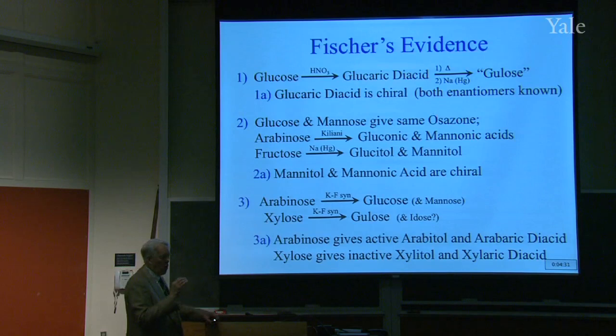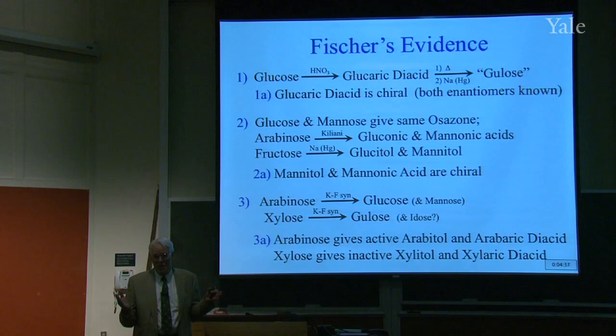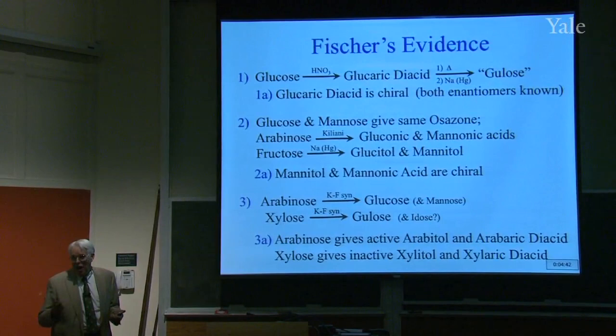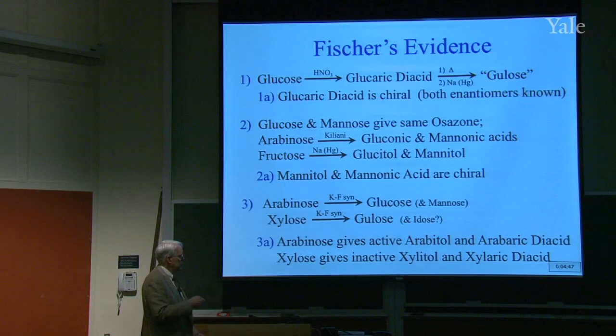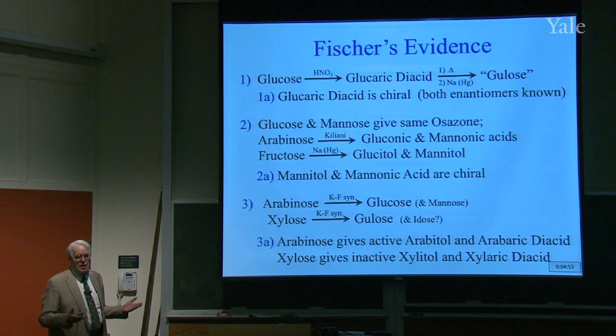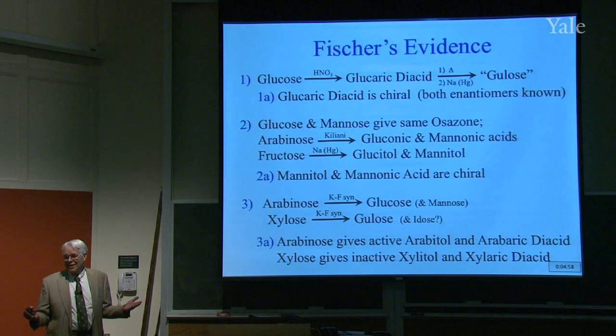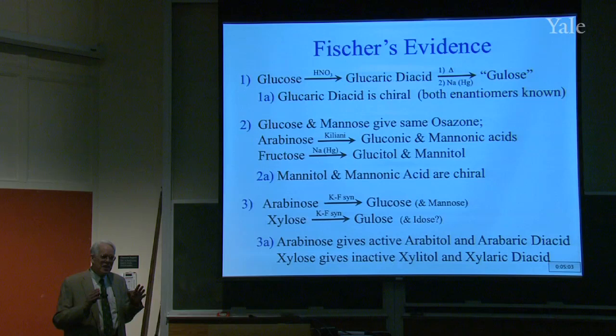Remember, it's hard to know what causes rotation, and it just happens that arabitol has no rotation, or unmeasurably small rotation. But if you make a derivative of it, then you can see that, and the acid is rotating. So it required a lot of work to know these things for sure. So that's the evidence. And therefore, he knows what glucose is and what all the others are. That's pretty much of an accomplishment, right? Just to conceive that on the basis of this evidence, you could figure it out is amazing.